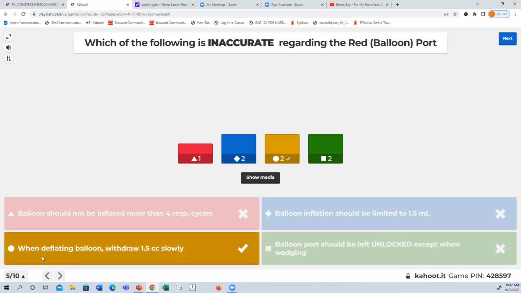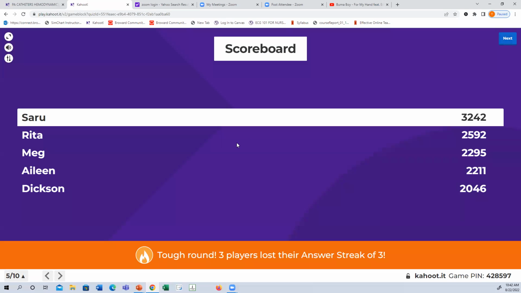Now, this one, when deflating the balloon, withdraw 1.5 cc slowly. You remember that we should allow the balloon to deflate passively, because when you suck it, you're going to weaken the walls of the balloon. Okay? And that is the reason why this is an incorrect statement. So let's see who got that correctly. Saru again, Dixon, Rita, Meg, and Nyayemi all answered this correctly.